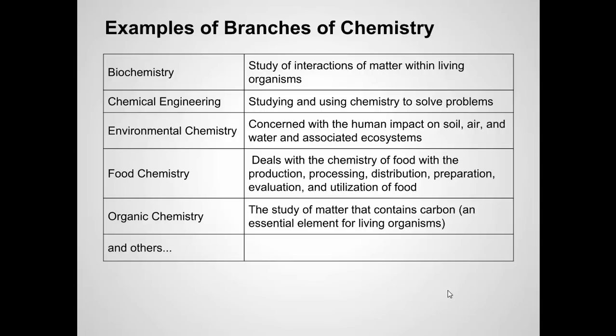So that's environmental chemistry. There's food chemistry, which deals with the chemistry of food, and it looks at production, processing, distribution, preparation, evaluation, and utilization of food. So how long is something going to be sitting on the shelf? How long can it sit on the shelf? What kind of packaging will make it last longer? There's also organic chemistry, which is the study of matter that contains carbon. And carbon is an essential element for living organisms. So it's studying anything that contains carbon.